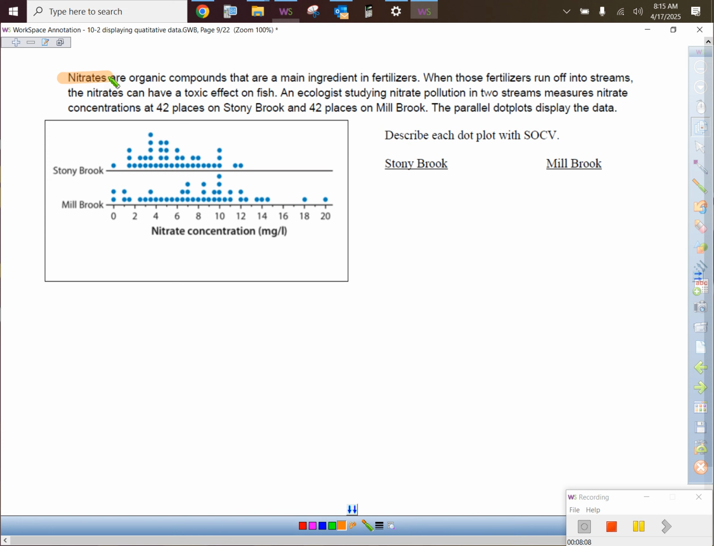So they studied all this in 2 different streams. One stream is called Stony Brook. The other one is called Millbrook. They just looked at how much nitrogen is in these streams.